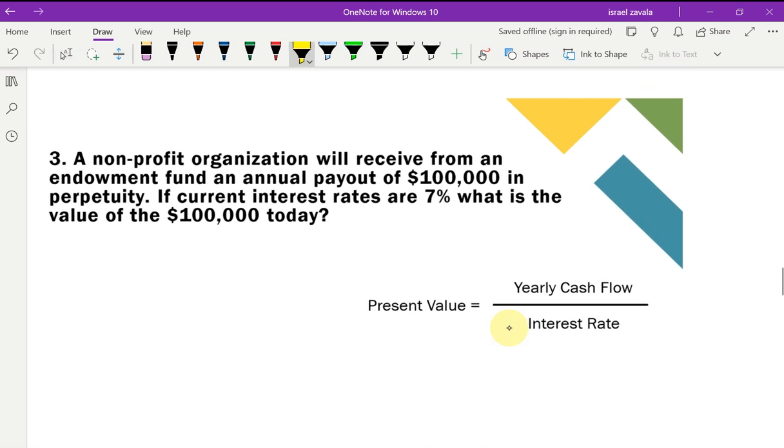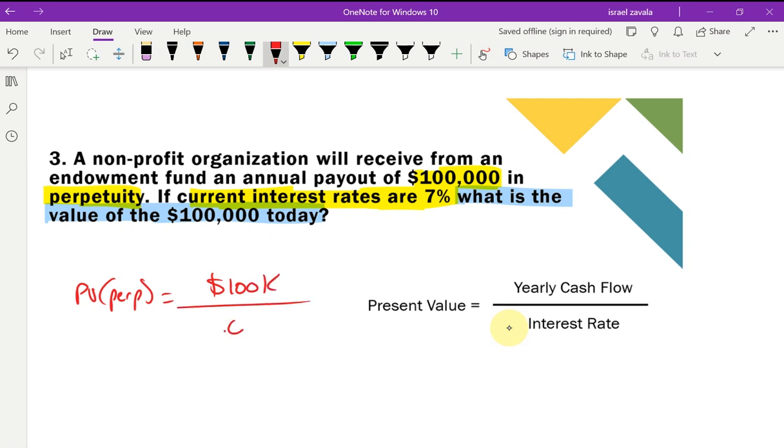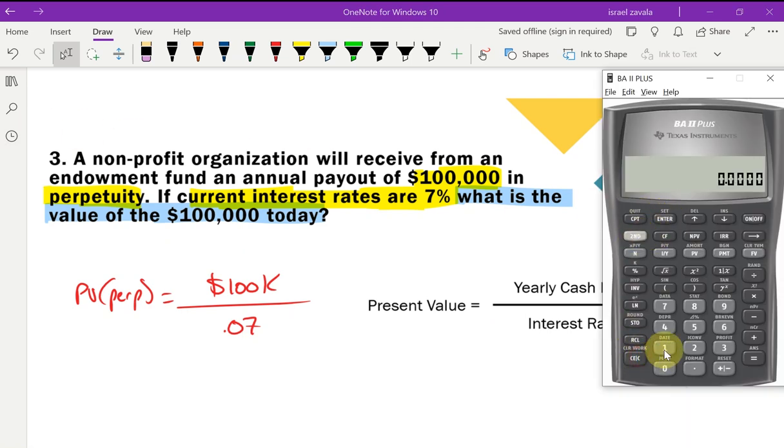So a nonprofit organization will receive from an endowment fund an annual payout of $100,000 in perpetuity. If current interest rates are 7%, here comes the question, what is the value of that $100,000 today? Present value of the perpetuity. So we're going to be receiving $100,000 and interest rates are 7% or 0.07 for our calculations. So we're just going to clear our information here. 100,000 divided by 0.07 is 1.428 million.